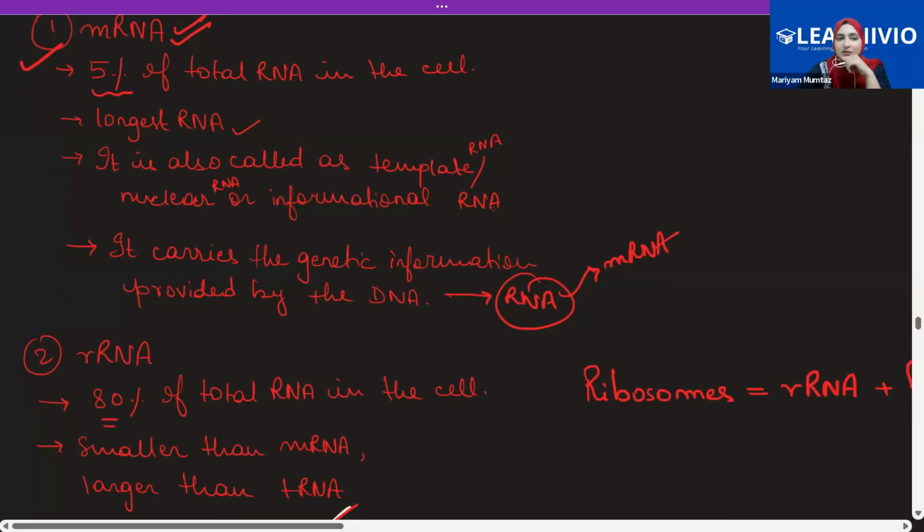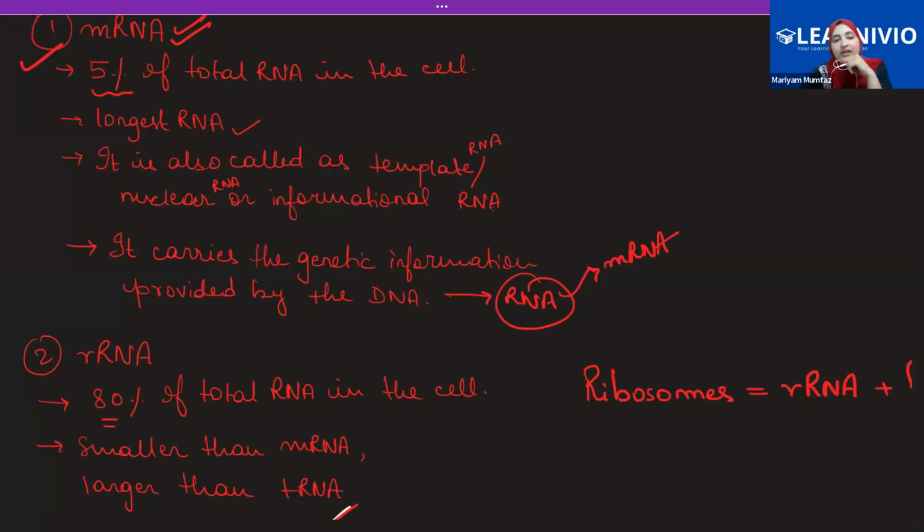So now, like I was saying, the mRNA is the longest RNA. It is also called the template RNA. You can call it the nuclear RNA or even the informational RNA.